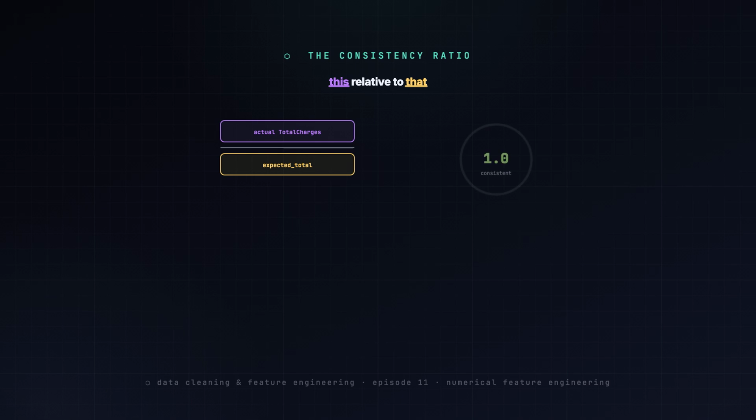Divide one by the other. If the bill is consistent, the ratio sits right around 1. That's a ratio feature, this relative to that.